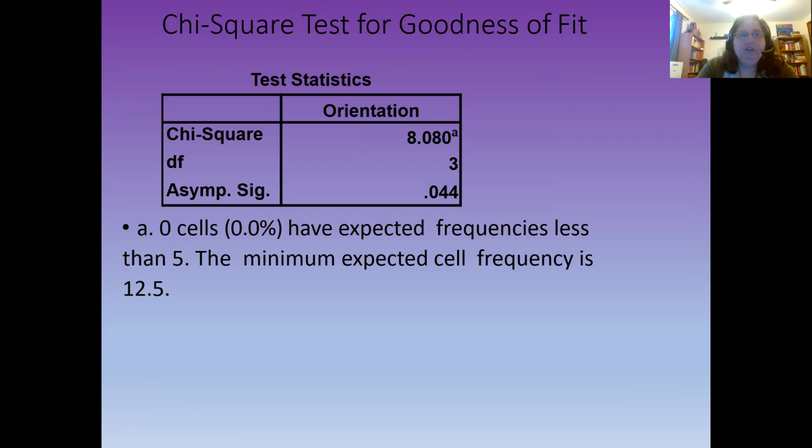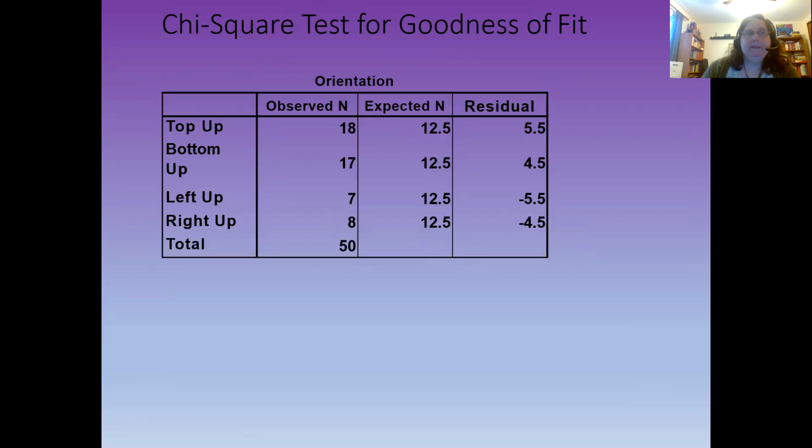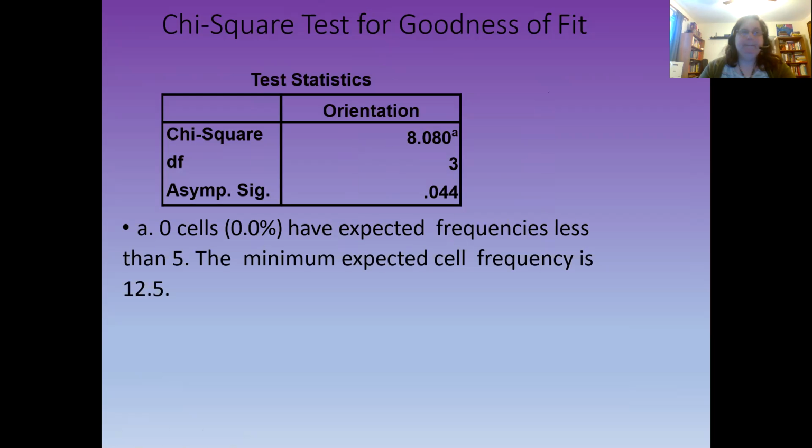Okay, and we see that 0 cells have expected frequencies less than 5. The minimum expected cell frequency is 12.5. As we saw in the previous slide, these were all 12.5, nothing less than 5. Okay, so that's how you check that last assumption, just by looking there.